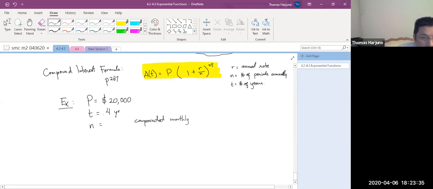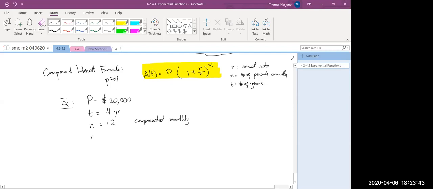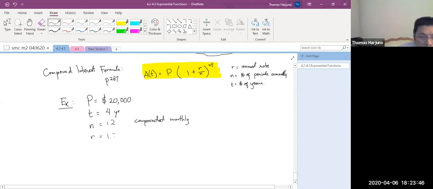Then how many periods in 1 year? 12. Now suppose the annual interest rate is 1.2%. Then what is the periodical rate? Per month, the interest will be 0.001 per month. Notice that I changed that to decimal. I don't play with the percentage, right?